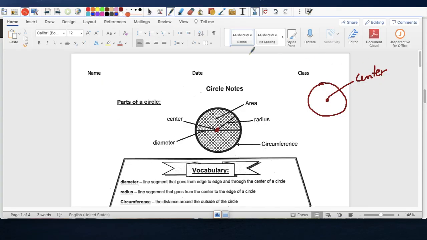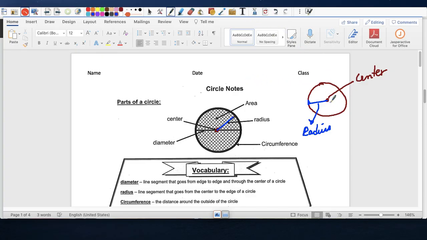And then you have a radius. What is the radius? A radius is a line that starts from the edge of the circle and goes to the center. That's the radius. And it's right here, right? There's the radius. So this is a radius, so that's a radius, right?